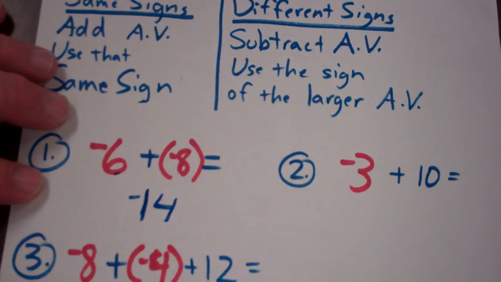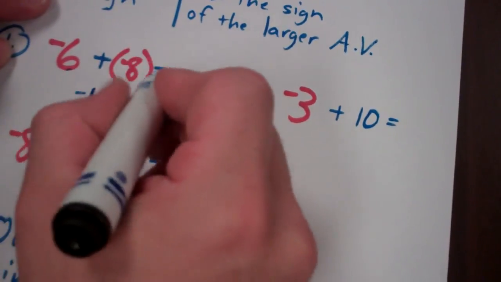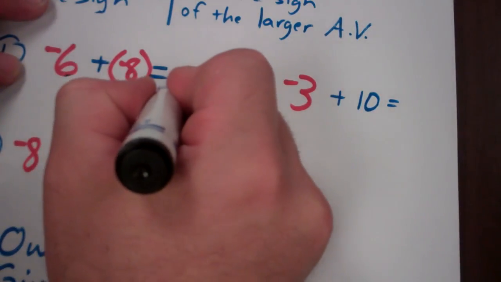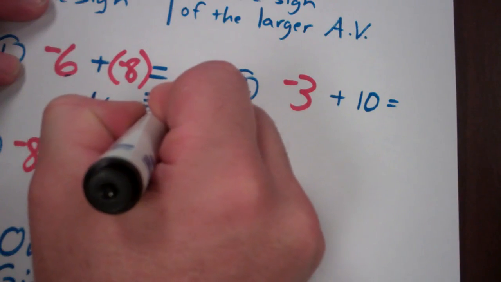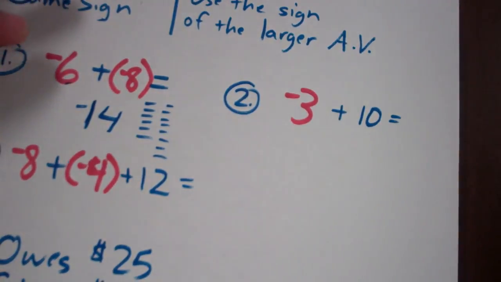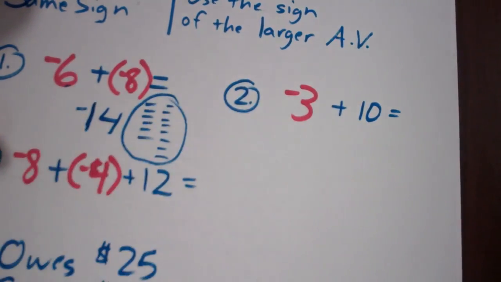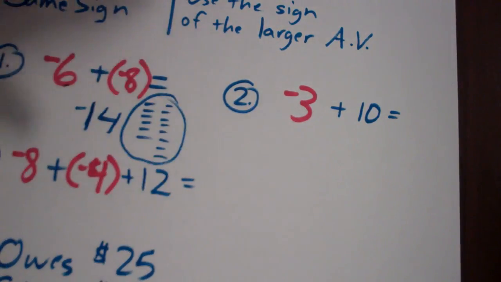I'm going to show you that a couple different ways. So here would be negative 6. 1, 2, 3, 4, 5, 6 negatives. Here would be negative 8. 1, 2, 3, 4, 5, 6, 7, 8. If I counted them up and added them, I would have 14 negatives altogether.